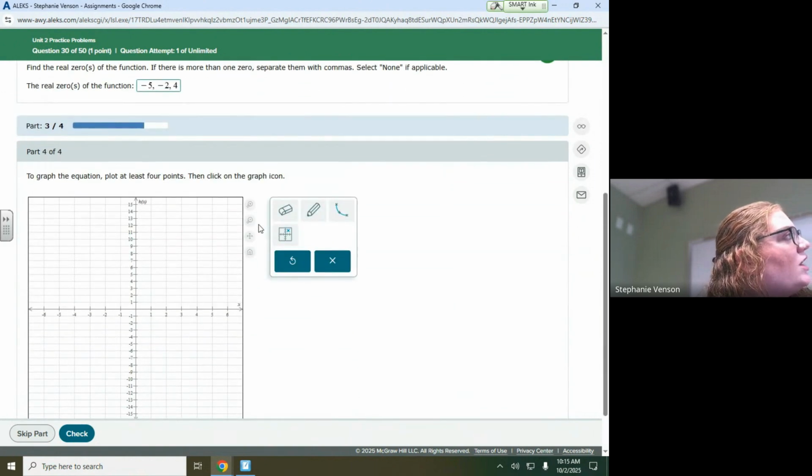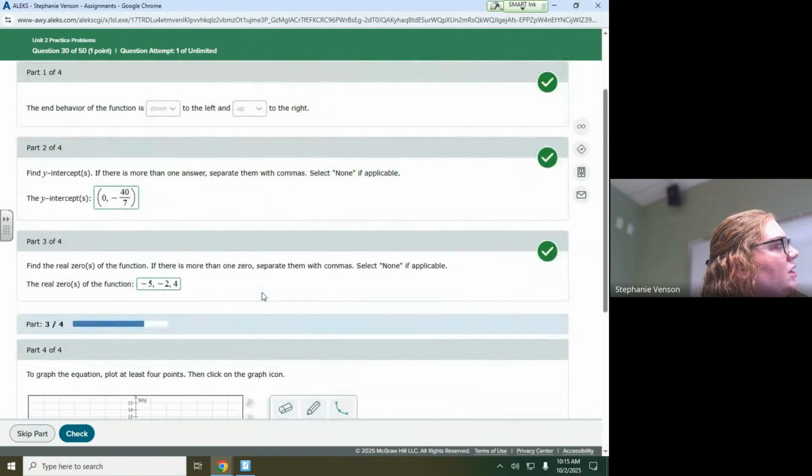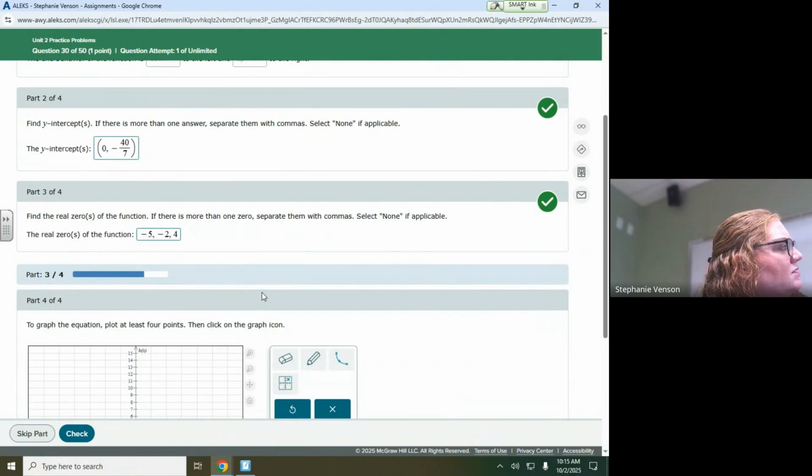So this one is graphing as well. It's just not a 9-part graphing problem. It's a 4-part. So I'm still going to plot out all of these points.